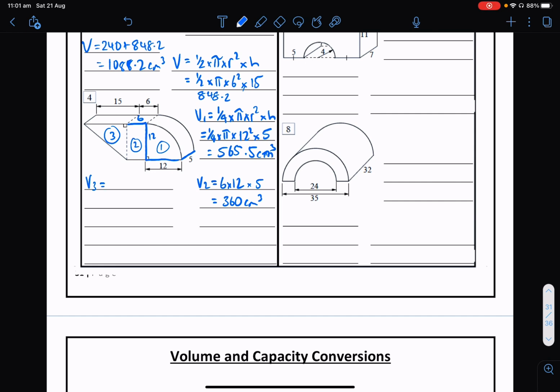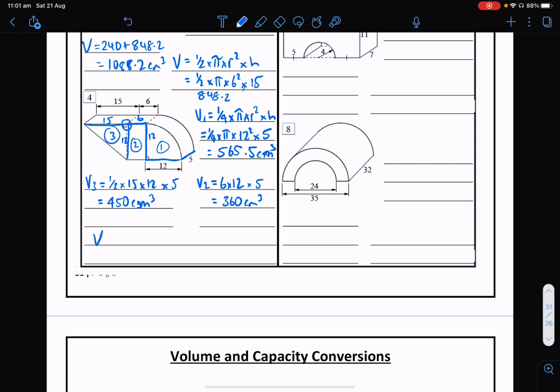The next one is the triangle. Remember, base times height. So base and height is where we find that perpendicular. So we can see that one's 15, and again that one's 12. So it's going to be a half times 15 times 12, and then we're going to multiply that by the 5, which is the depth of our prism. So a half times 15 times 12 times 5 equals, and we get 450 centimeters cubed, and then we need to add them all together.